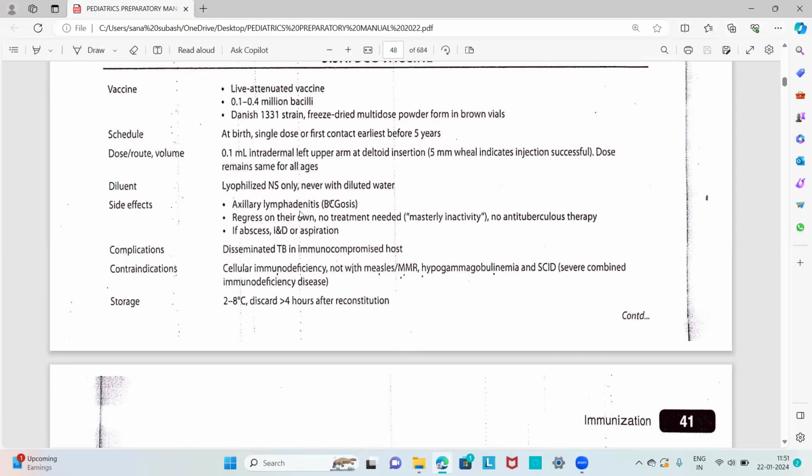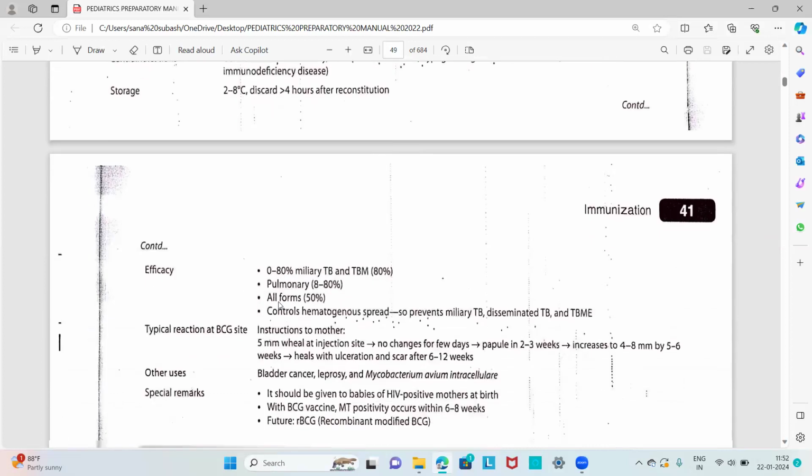And the side effects: because we give this intradermal injection on the left upper arm at the deltoid insertion, the side effect is axillary lymphadenitis, which regresses on its own, no treatment needed, no anti-tuberculous therapy. And if an abscess is there, incision and drainage or aspiration should be done. Then the complication is disseminated TB in the immunocompromised host. And the contraindications are cellular immunodeficiency, it is not administered with measles or MMR, hypogammaglobulinemia, and severe combined immunodeficiency disease. And the storage, we have to store this BCG vaccine at 2 to 8 degrees Celsius and discard if greater than 4 hours after reconstitution.